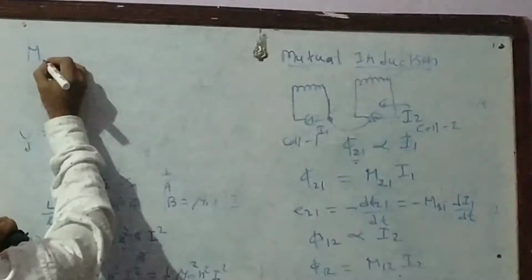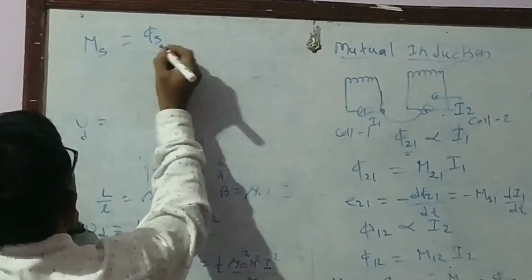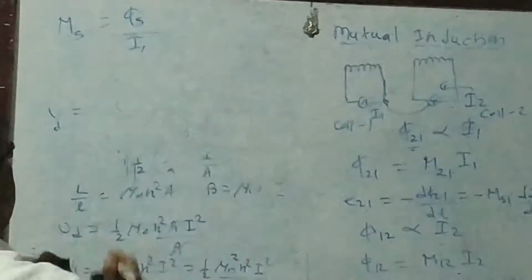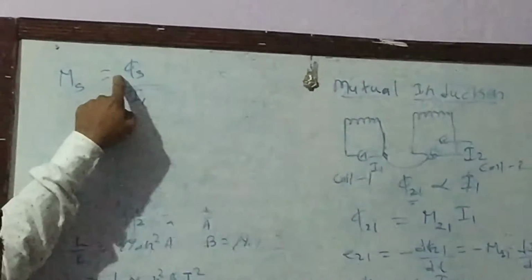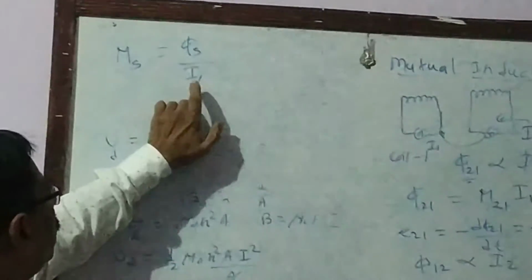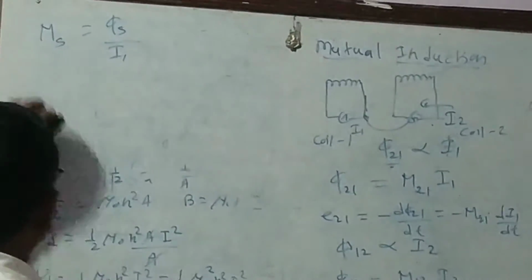In general we can write the mutual inductance M is equal to phi s upon I1. Therefore mutual inductance is the ratio of magnetic flux produced in the secondary coil to the change in current in the primary coil, and this is one definition of mutual inductance.